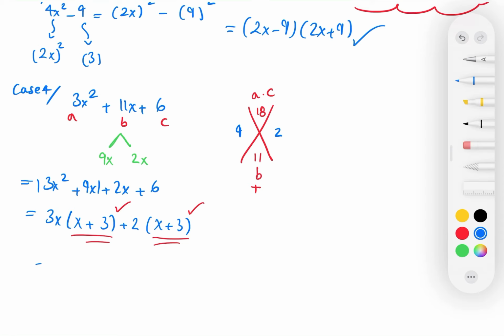So then your final factors are 3x plus 2. One of these is just extraneous. You don't need to write this one, for example. And the other factor is x plus 3. There you go. That's the factorization done.